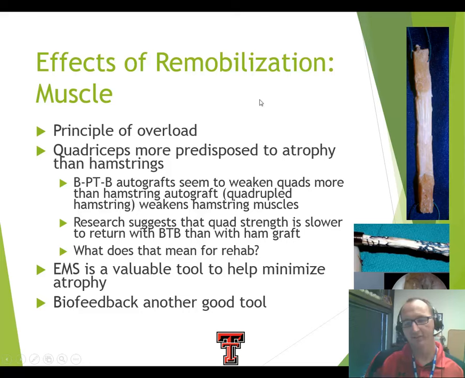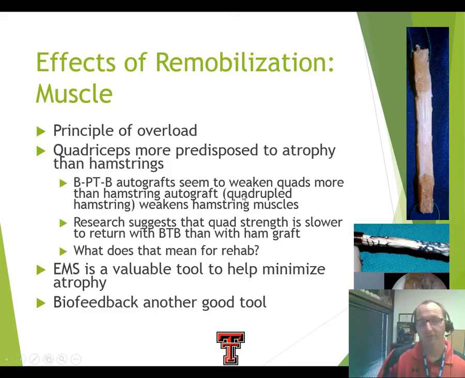Remobilization is essentially just the opposite. So what we're looking at here is a bone tendon bone graft for an ACL repair, and this is what's called a quadrupled hamstring. So we'll actually take a hamstring, fold it in half, and then tether it together with sutures, and then put it in place.